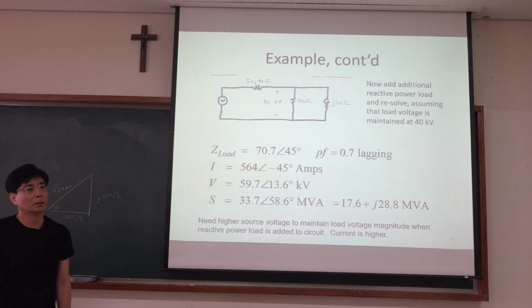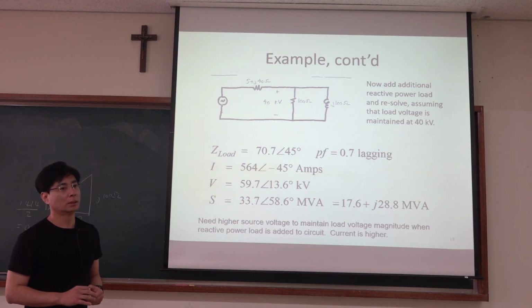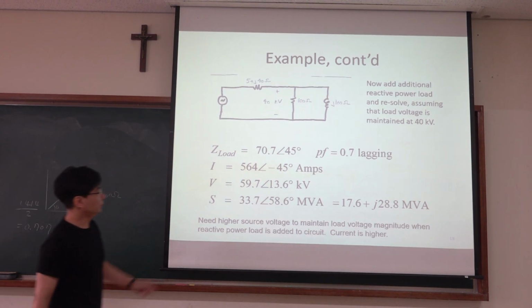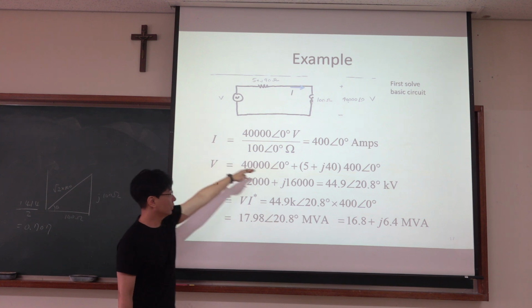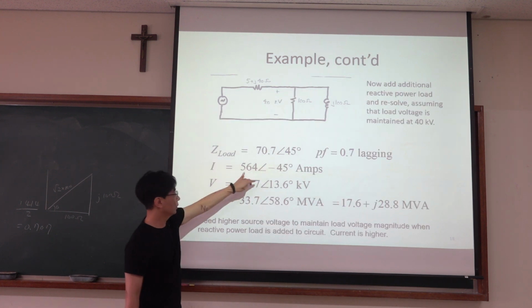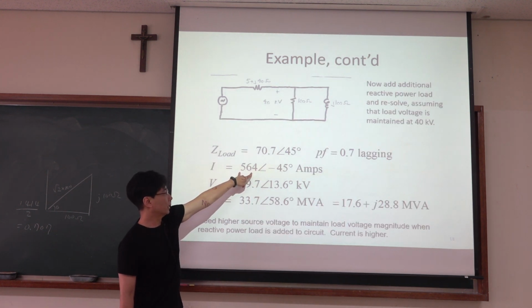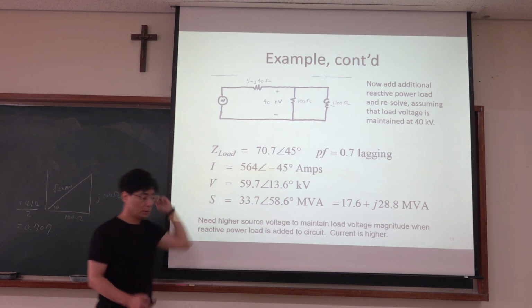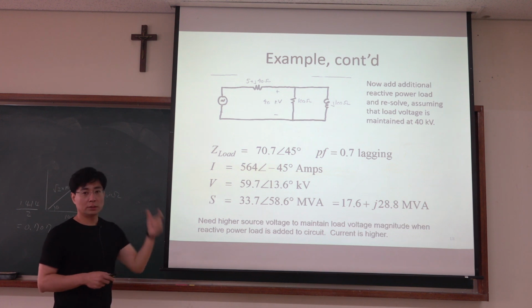Yeah, so here the current magnitude is 400. Here the current magnitude is higher than that. That means higher current incurs more power losses in the transmission line.